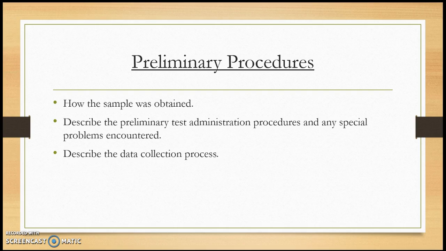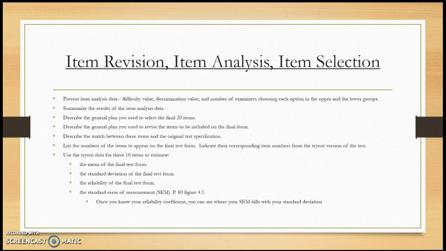Describe the data collection process. How are you going to do that? Are you going to grade each student's test one at a time? Are you going to go through and grade one item at a time? So you grade test 1 and you grade the first item, test 2 the first item, test 3 the first item. Think about how you want to grade so that you are looking at it as objectively as possible.